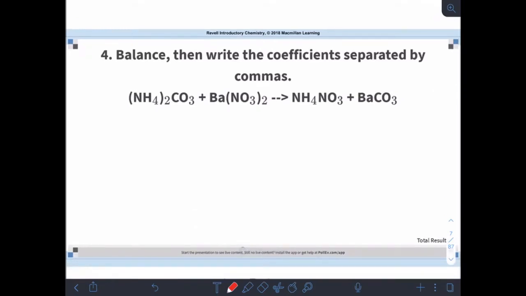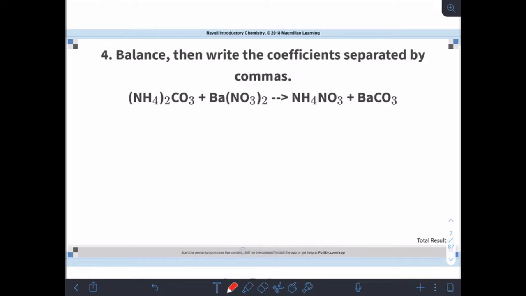All right, continuing on with our Chapter 6 videos, and we're on question number 4. So we want to balance this equation. Now I'm going to give you a hint, a helpful tip. When you have polyatomic ions that stay the same on both sides, you can balance the polyatomic as a whole unit, just as you would an individual element. So let's take a look at what we have.